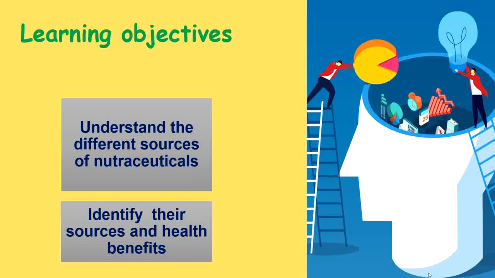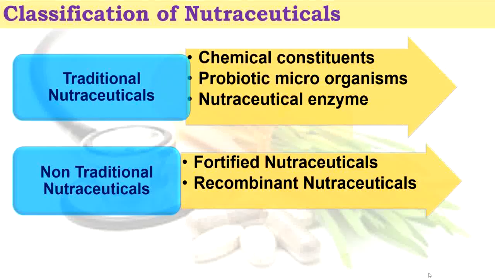The learning objectives of this module are to understand the different sources of nutraceuticals, and to identify the sources and health benefits. When we see the classification, it is based on certain principles. So the first one is traditional nutraceuticals and non-traditional nutraceuticals.